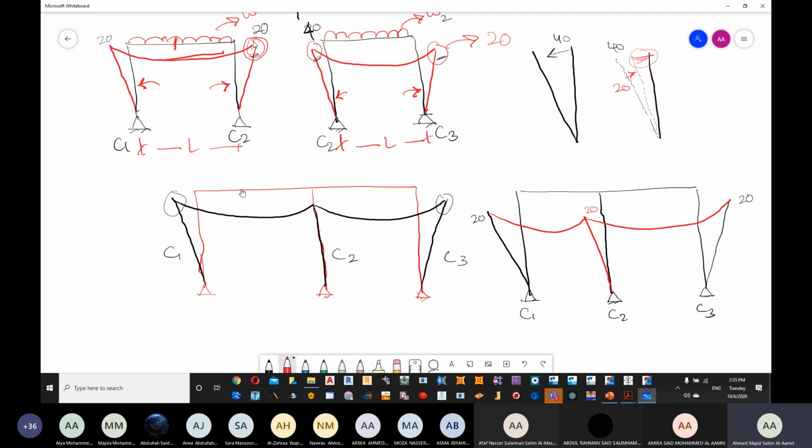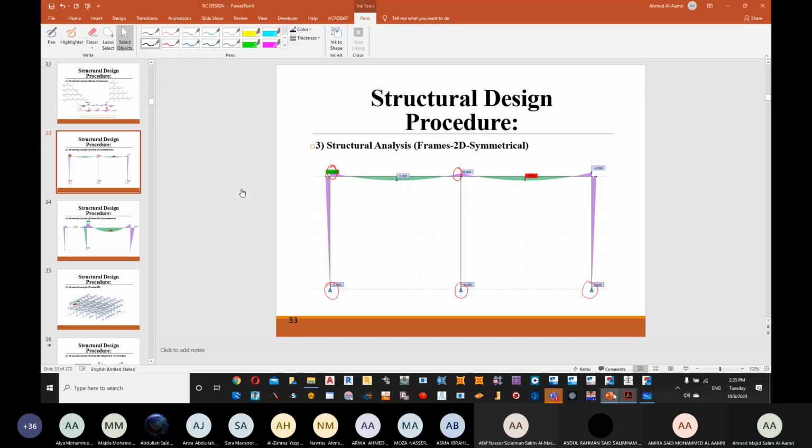Sarah, is it clear now? Okay, good. So now, if we go and try to see whatever we have done, which one you didn't understand, Bushra?